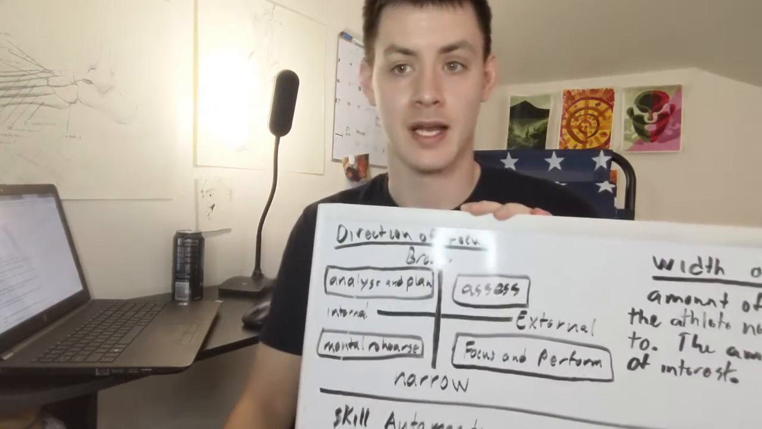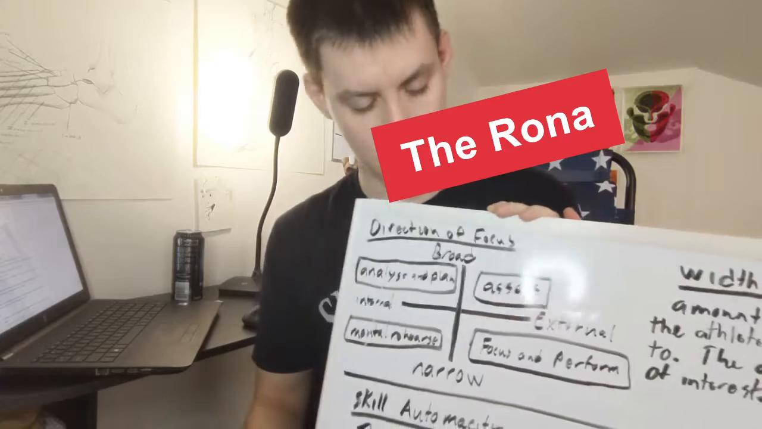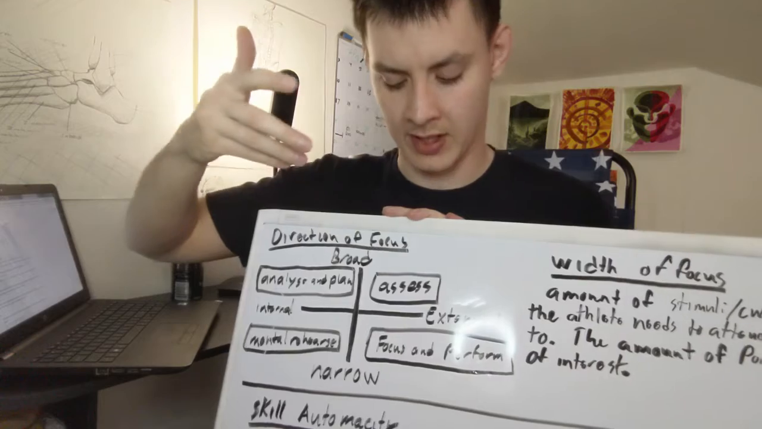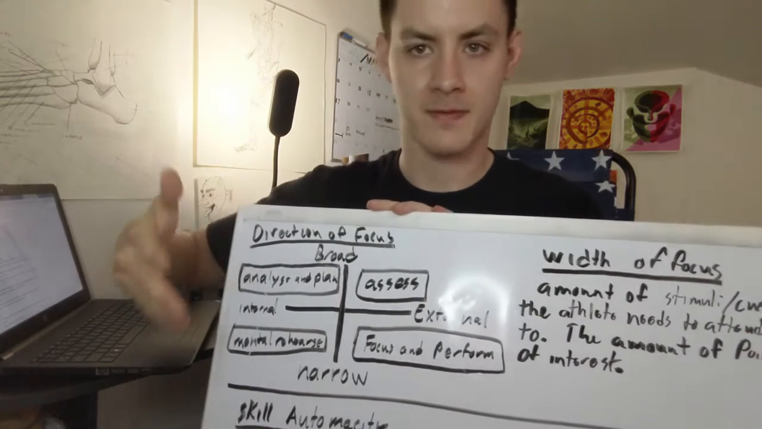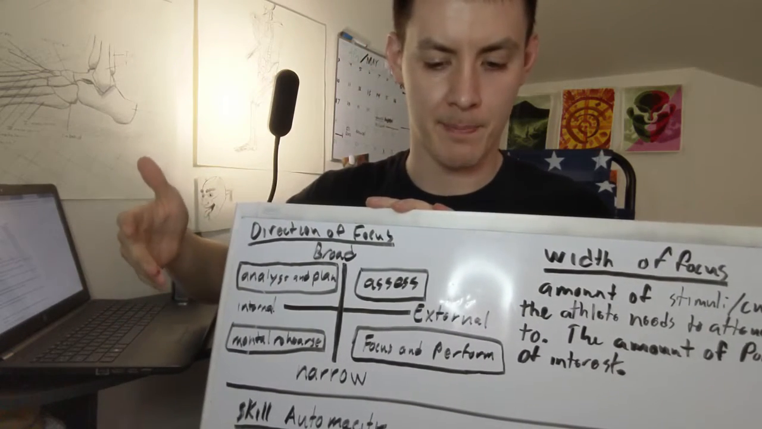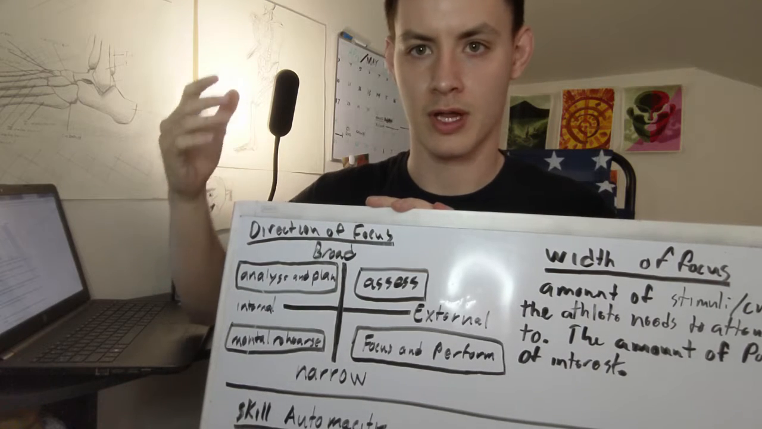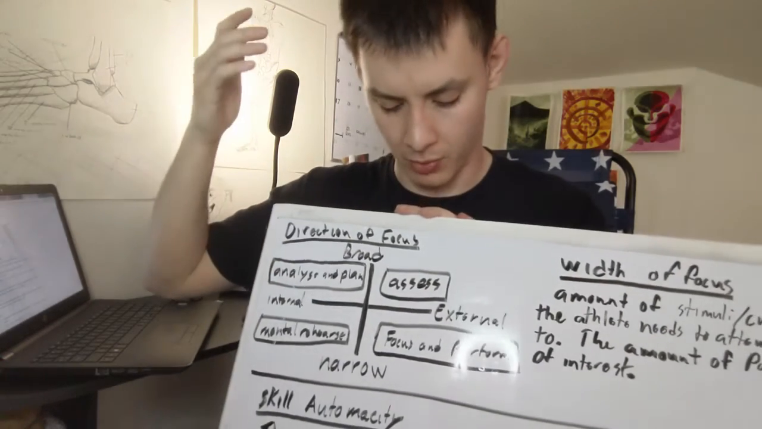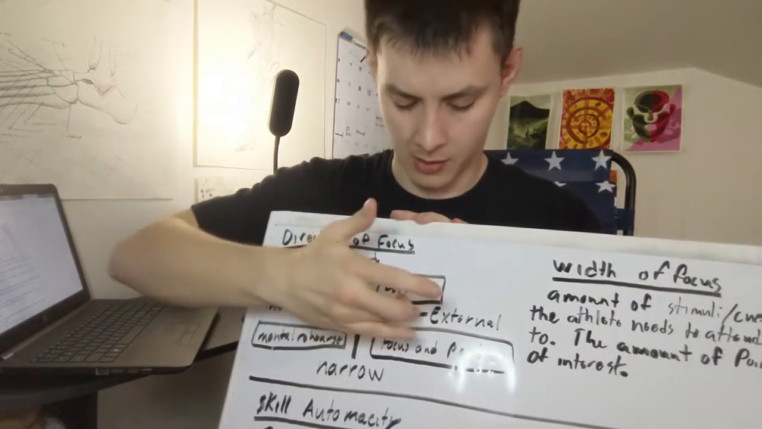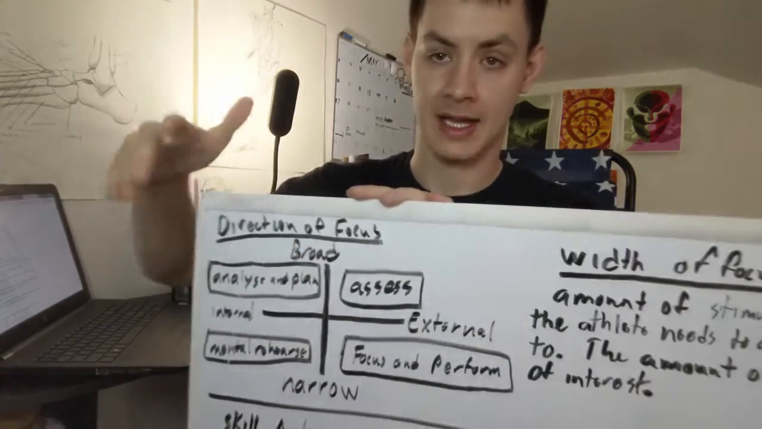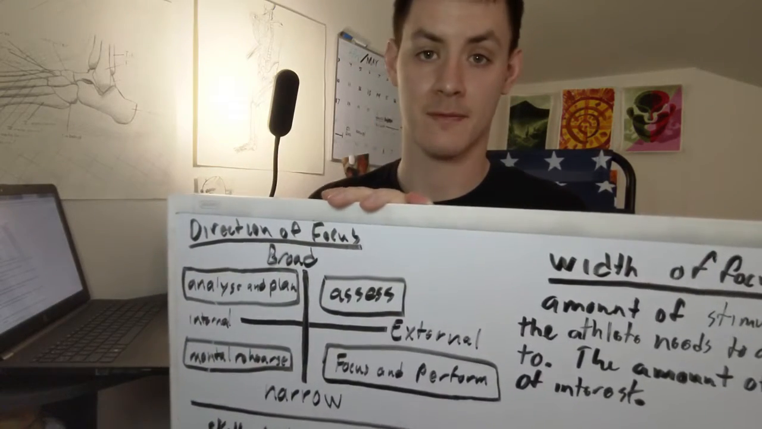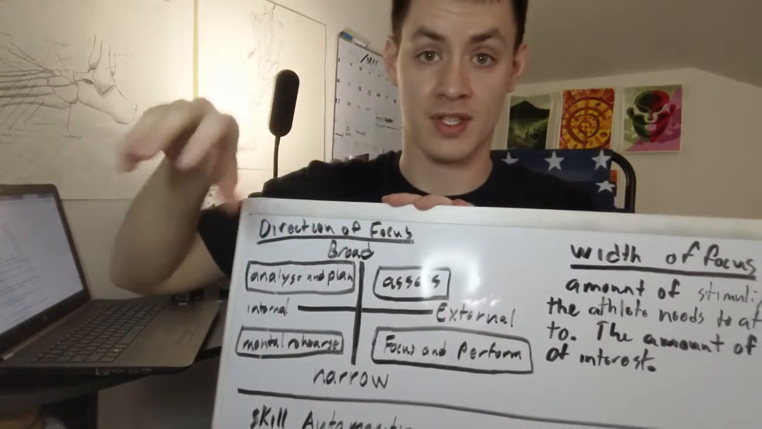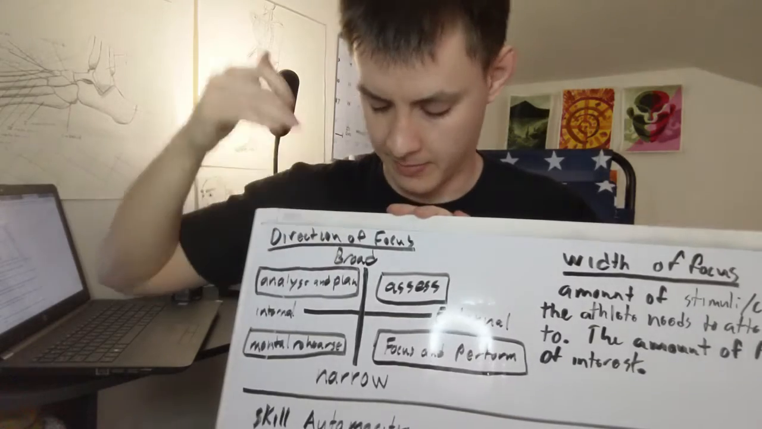So the broad, narrow, internal, external focuses, there's different ranges for what you're doing. So like if you're doing a really highly technical skill that you've got down, it would be more of the narrow external focus here, because you got less data points, you've done it a million times, you're not focusing on a ton of things, and you're just focusing on what's happening in front of you.